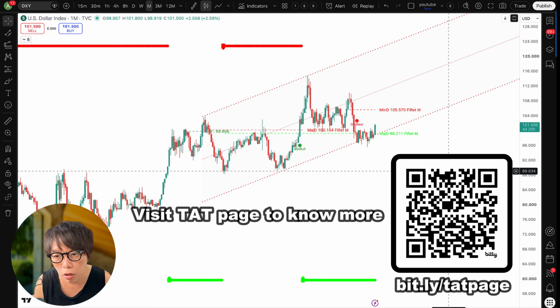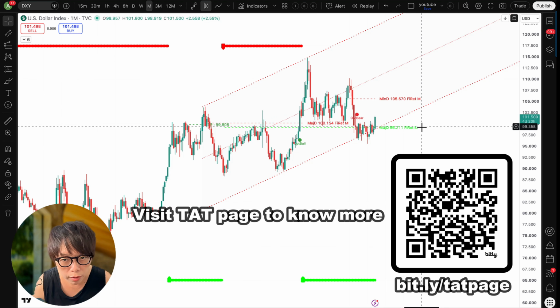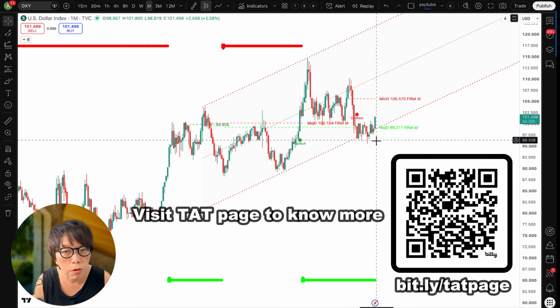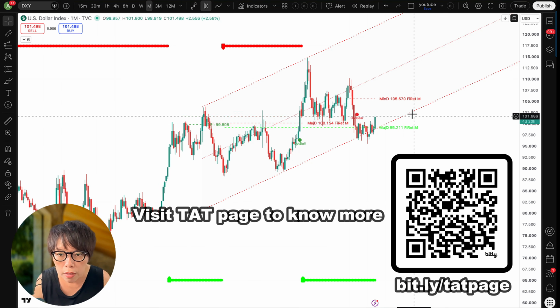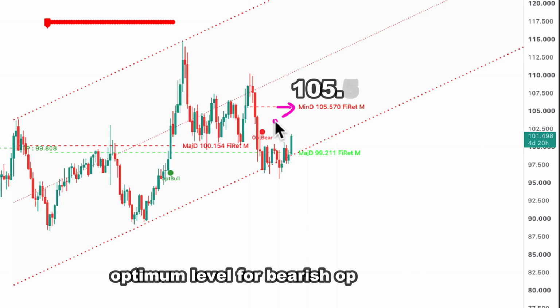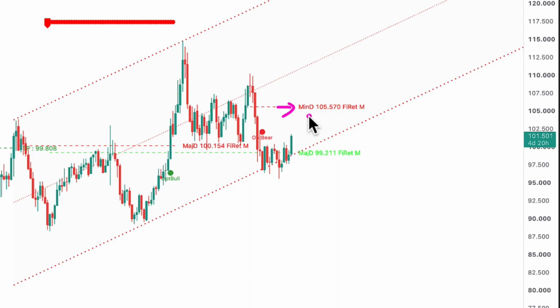So based on my system, TAT is predicting that if we are looking for a short in the US dollar, then somewhere around here, which is about 105 to 106, would be a possible optimum level to spot some bearish opportunities. But at least at this moment, based on my system TAT, at around the 99 level, it is still being supported, at the same time being supported by the bottom of this channel that I've drawn.